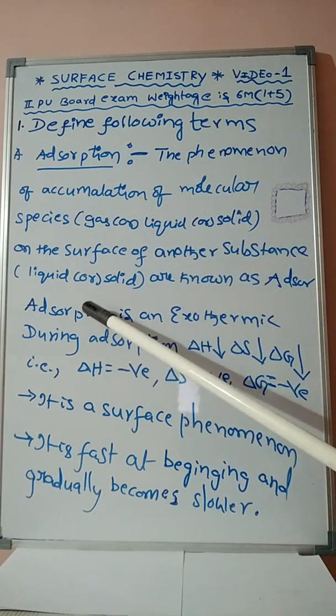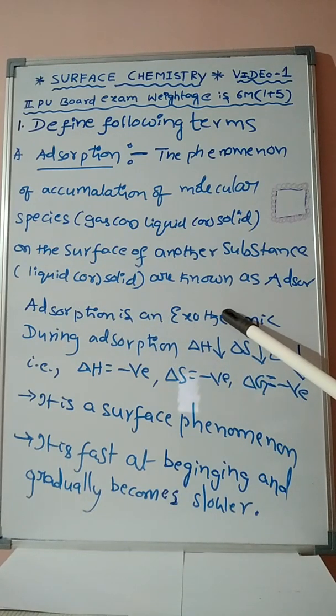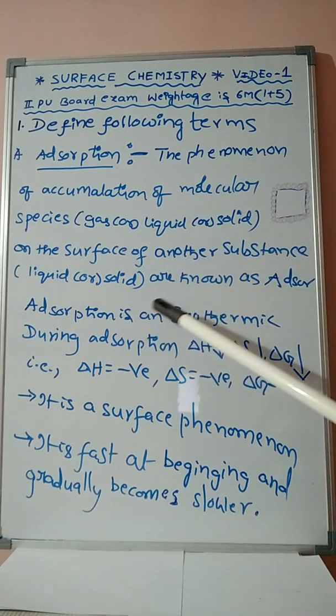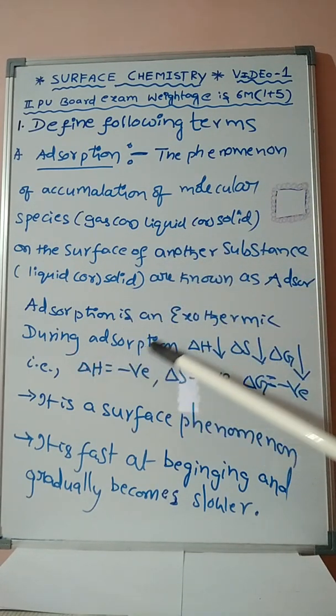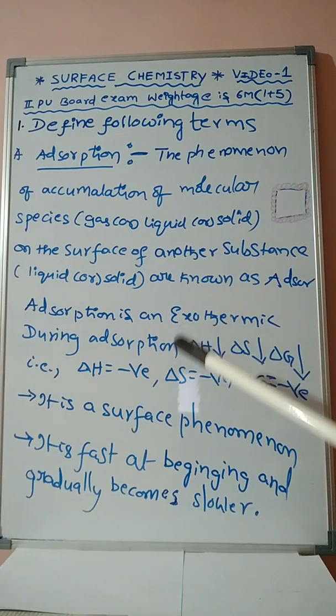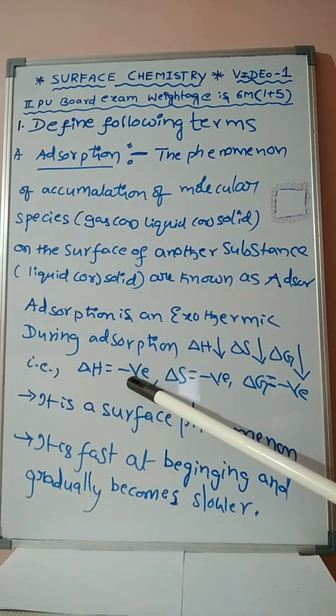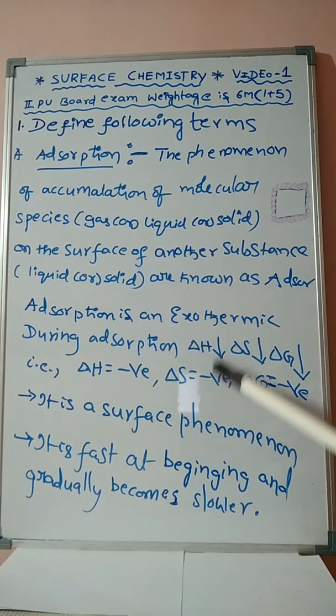Remember, student, adsorption is an exothermic process, because when molecular species accumulate on the surface of another substance, some amount of energy will be liberated. Hence, adsorption is an exothermic process. During adsorption, change in enthalpy delta H decreases, change in entropy delta S decreases, and change in free energy delta G decreases. That is, delta H is negative, delta S is negative, and delta G will be negative.